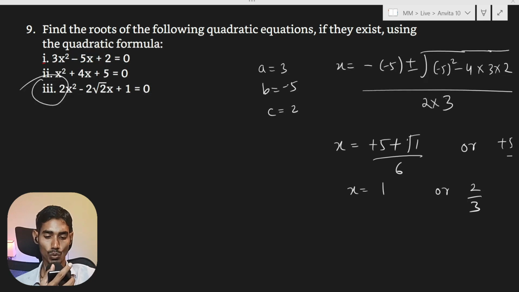Minus b is root 2, root 2. B square is 8, minus 4, 8 minus 8. Sir, I'm sending another image also, it's in two images. So the b square minus 4ac thing is 0. So what would be your answer? 2 root 2 divided by 4, which is root 2 by 2 root 2 divided by 4. That means 1 by root 2.